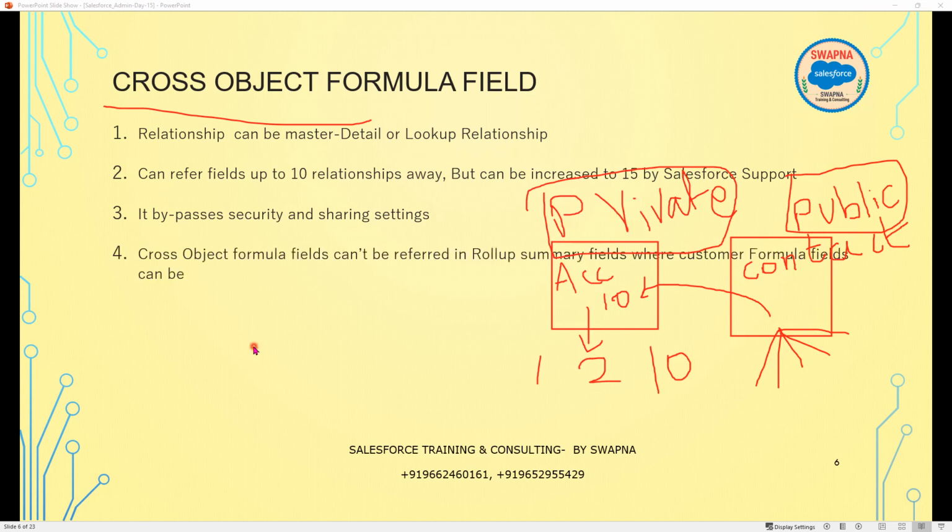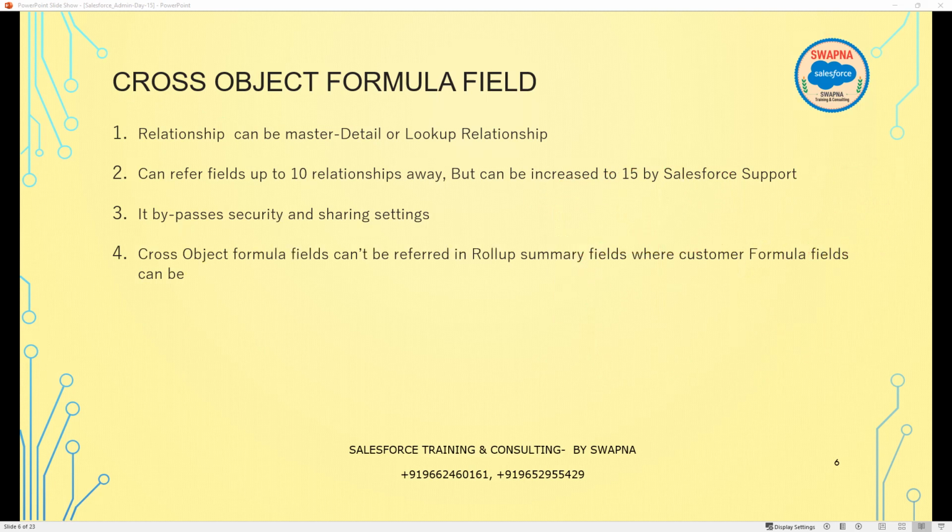Now, cross-object formula fields cannot be referred to in roll-up summary fields, whereas custom formula fields can be. Cross-object formula fields cannot be referenced in the roll-up summary, whereas custom formula fields can be referred to. Take a note of it.